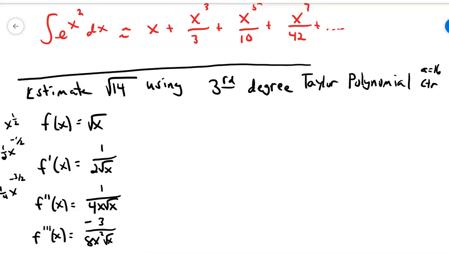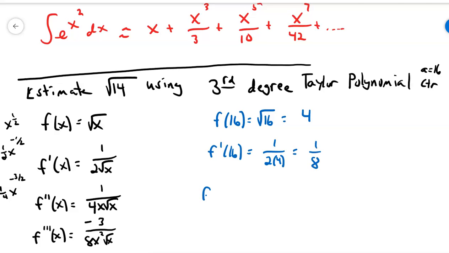What happens when I put a 16 in? So let's center this now at 16. So f of 16 is the square root of 16, which is 4. Okay. F prime of 16 is 1 over 2 times the square root of 16, which is 1/8. The second derivative evaluated at 16 will give me 1 over 4 times 16 times the square root of 16. So that will give me a 1 over 256.